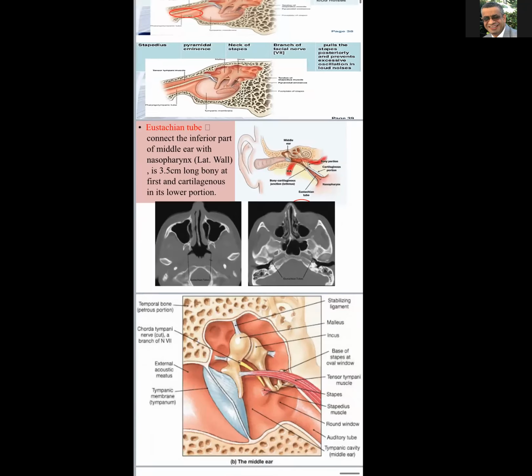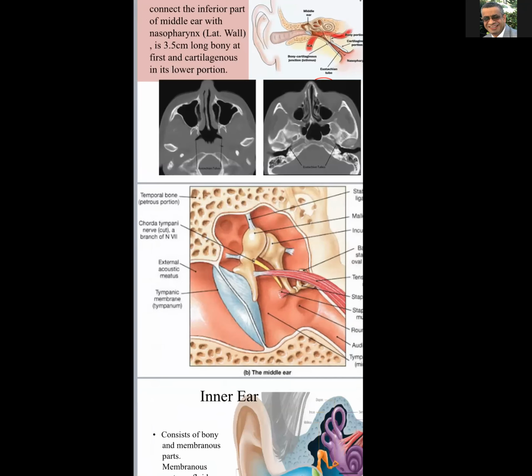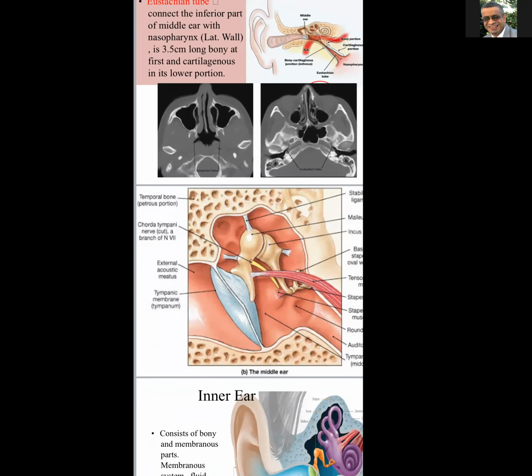So as a quick revision of the middle ear, it is a room-like cavity. We have six walls: laterally the tympanic membrane, medially the inner wall, superiorly a bone that separates it from the brain, inferiorly the jugular bulb, anteriorly the internal carotid artery, and posteriorly the mastoid air cells. Because we have bones and we have muscles.